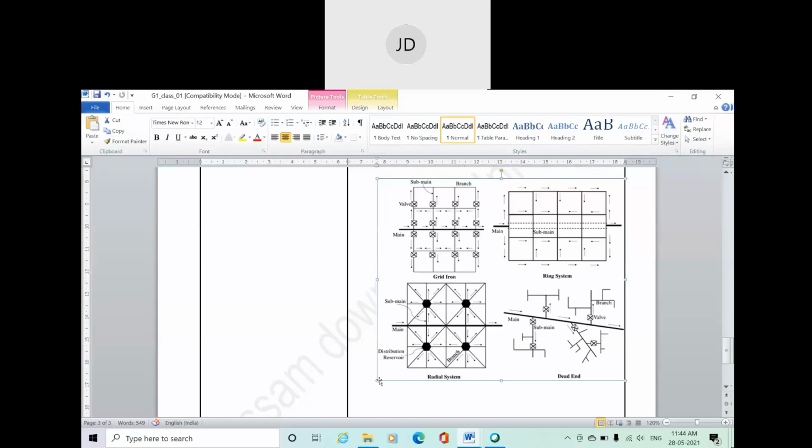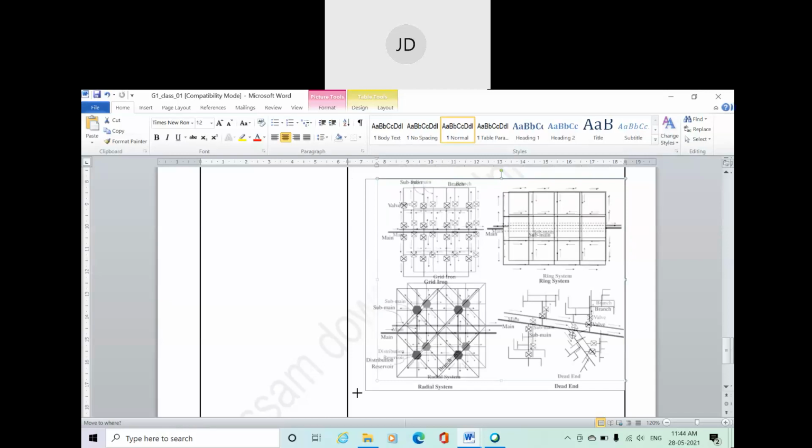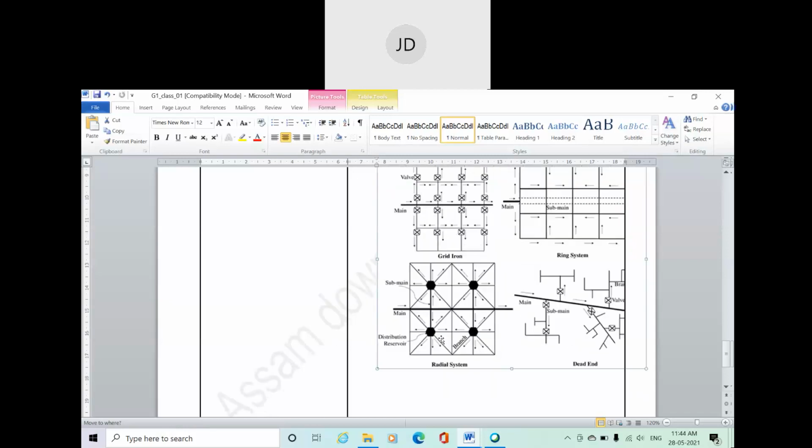From this point, if you look closely, just concentrate at the arrow mark. From this main distribution line, the water is coming. You can see the arrow mark. And from this main distribution line, water is going to the reservoir. Here you can see the arrow mark. Here also, the water is going into the reservoir from the main line.